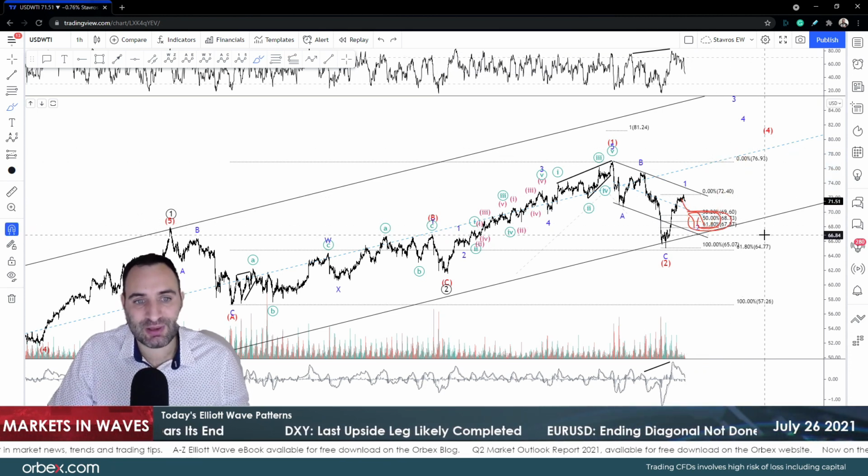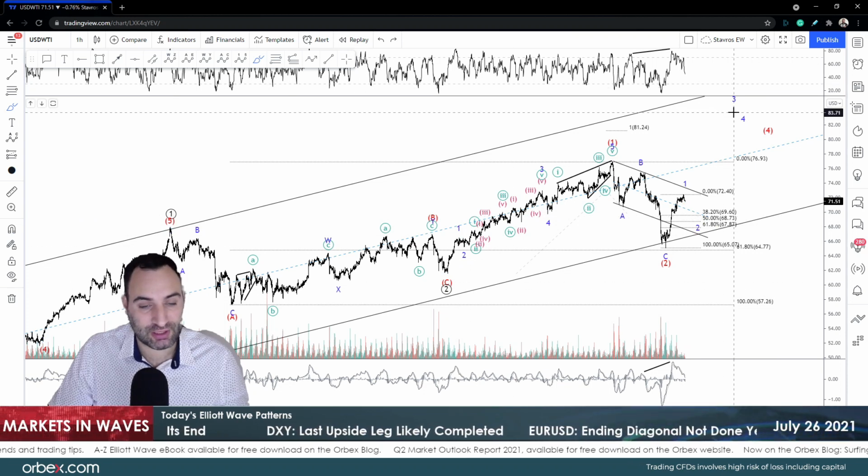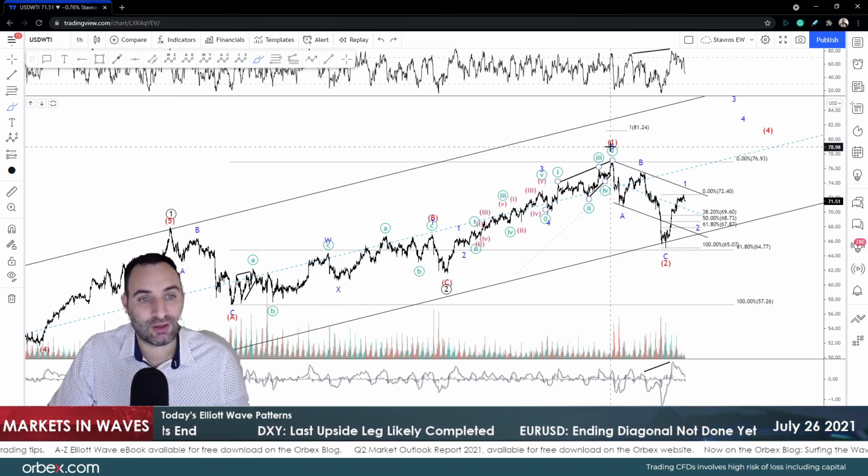And as you can understand, I'm expecting this to move higher, okay? This is 1, 2, so we'll go up for 3, okay? And we are only in the beginning of the wave.